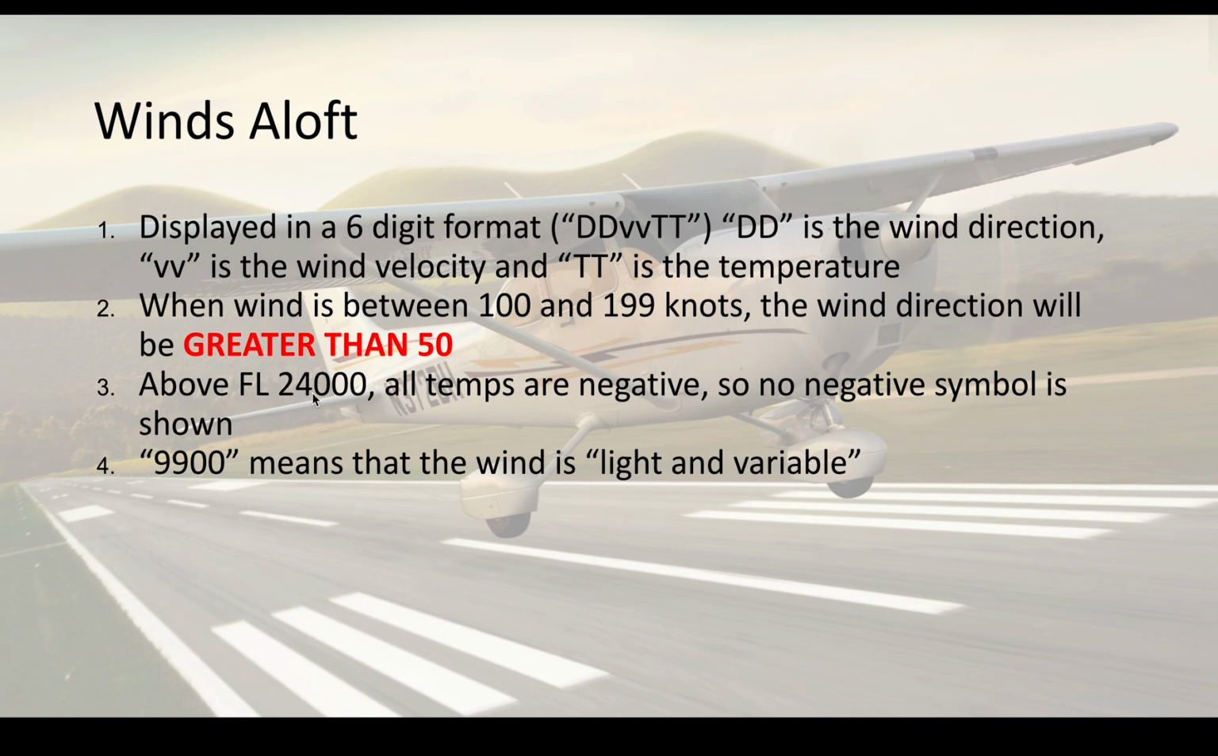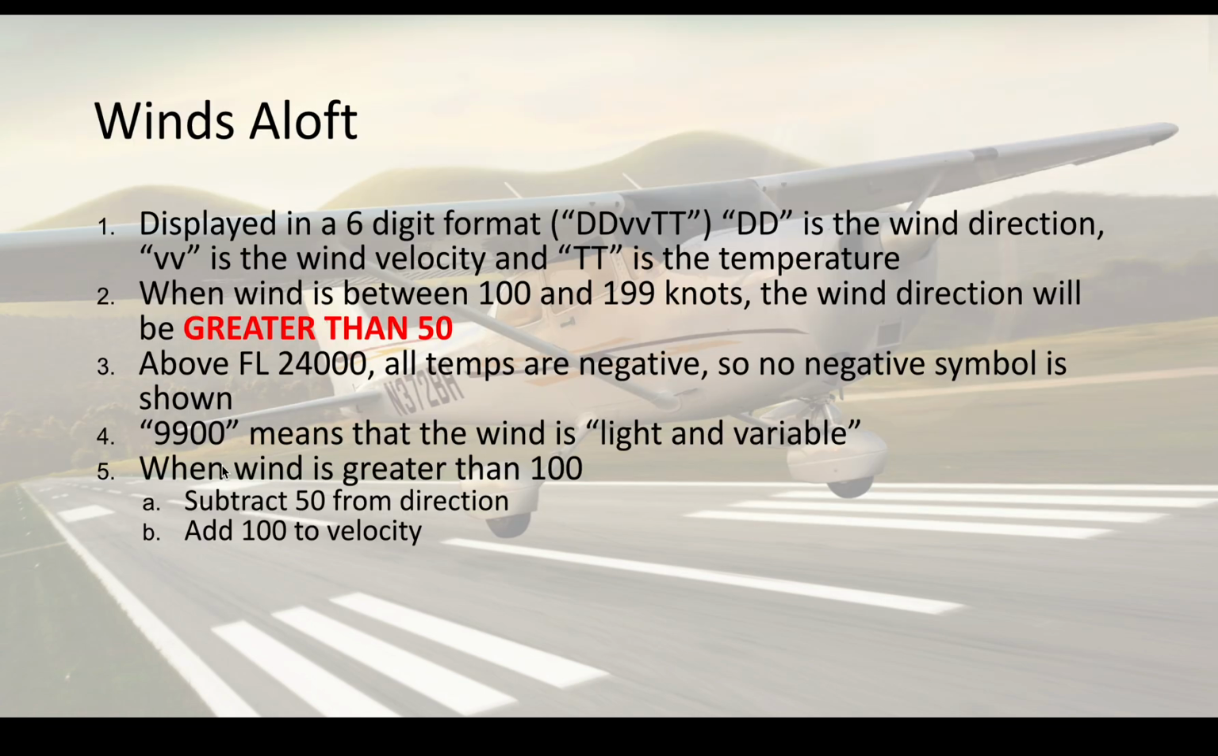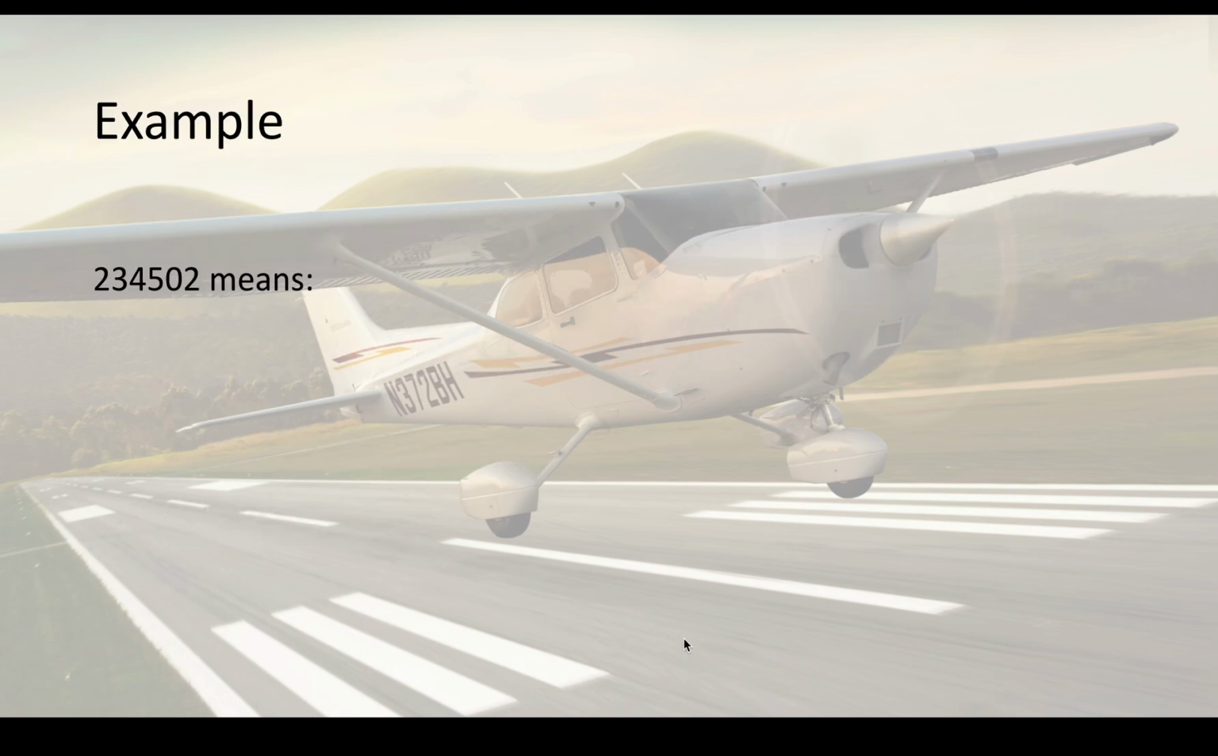And above flight level 240, the temperature is always negative degrees. So there's no negative symbol. They don't waste any kilobytes on that negative symbol. And that's how you get it. So there it is, talking about the 9900. I already told you that. When the wind is greater than 100, subtract 50 from the direction and add 100 to the velocity.